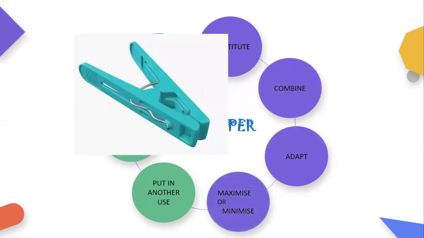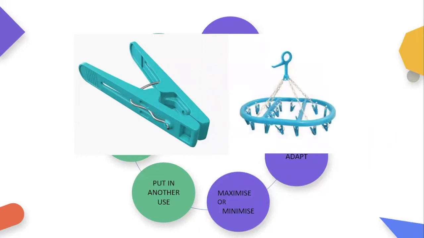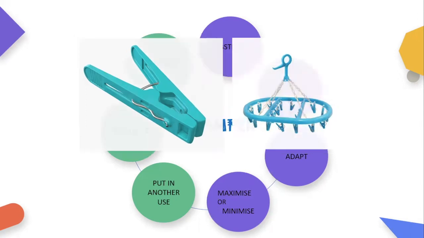How could I maximize or minimize this clothes peg to create something new? When you maximize, you can either increase the size or increase the quantity, and the same with minimize. You can either reduce the size or reduce the quantity. In this example, I have maximized by using more clothes pegs in one particular product.